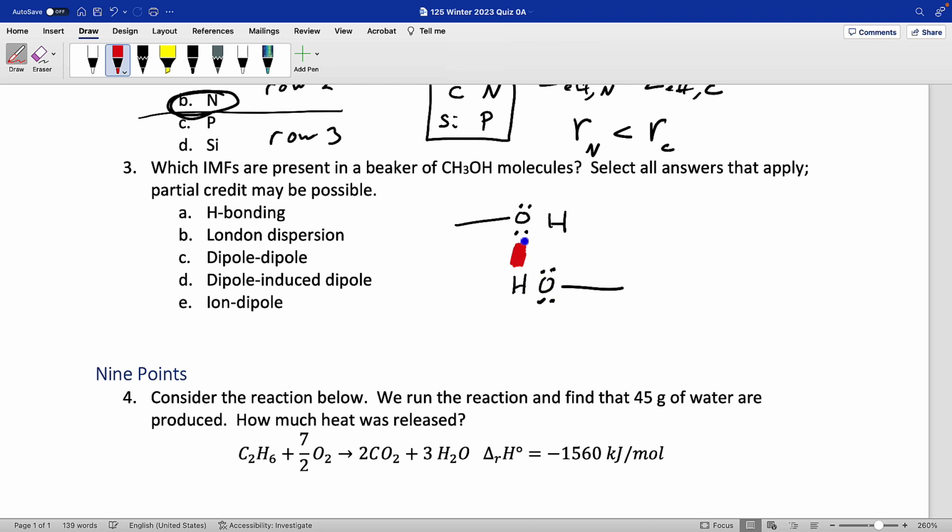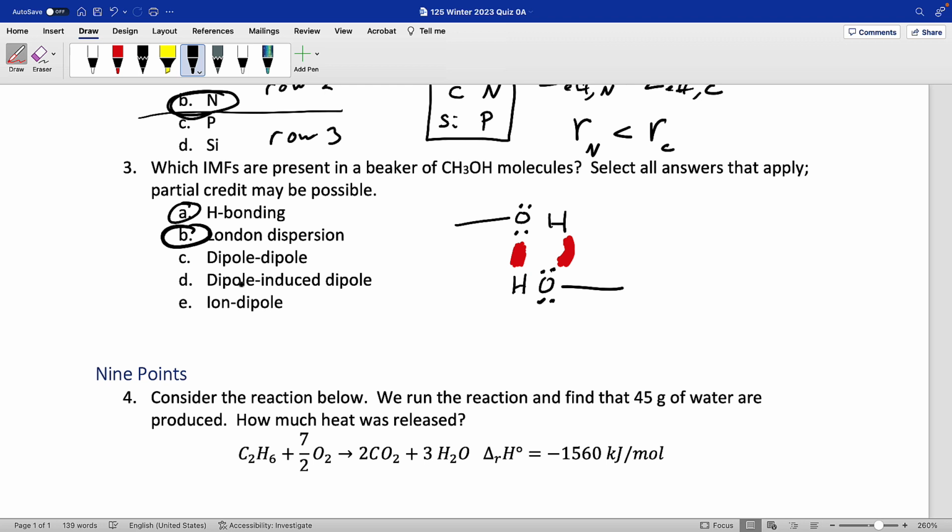So we've got at least one hydrogen bond. Of course, we could form another one if we wanted. I'll draw another one over here. We could do this. So you get the idea. There are multiple hydrogen bonds we could form between methanol molecules, so we definitely have that. We always have London dispersion between any two molecules. To have dipole-dipole, both molecules have to be polar. For dipole-induced dipole, we only need at least one of the two to be polar.